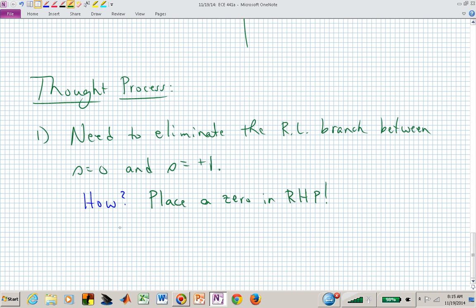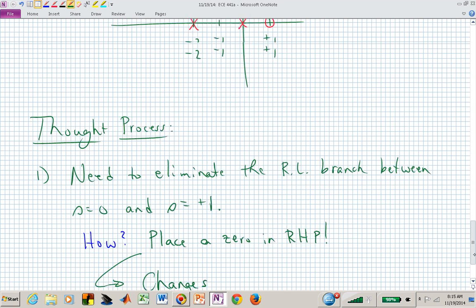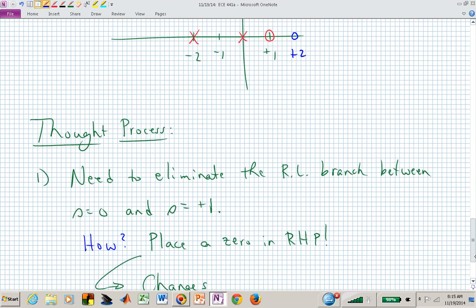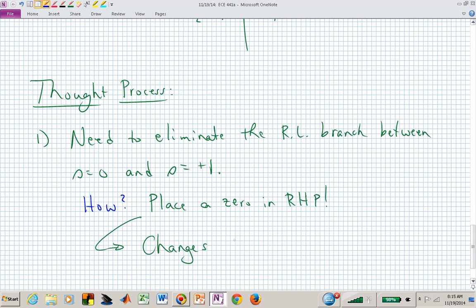The idea here is we are wanting to change, or the fact that we put a 0 over there in our controller, let's just put it right there. Let's say it's at +2. Is that where I put it? Who knows? So now let's put a 0 there, and that changes the root locus segments on the real axis.